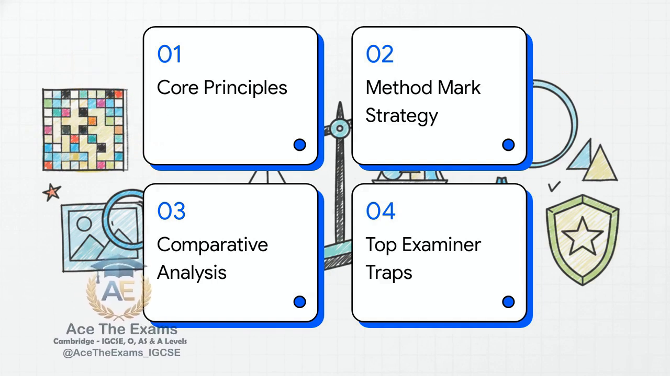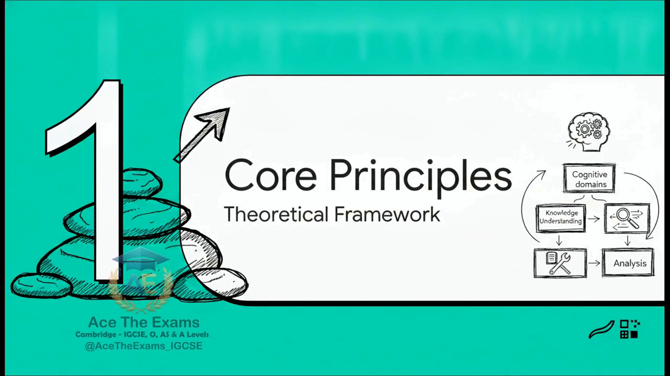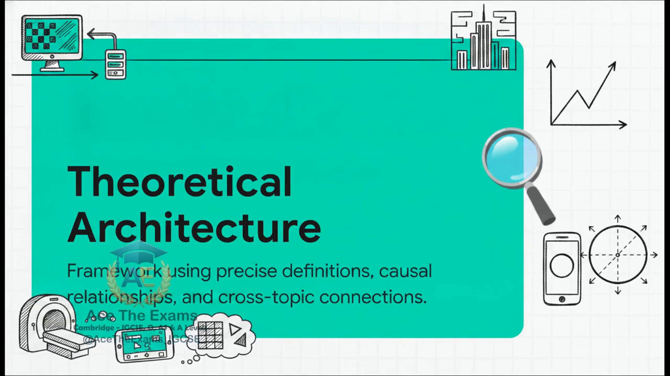Let's get into it. All right, kicking things off with Section 1, Core Principles and the Theoretical Framework. Now, let's talk about what we mean by a theoretical architecture. It means you don't just know the basic trivia that a bitmap is made out of a grid of pixels. You actually understand the causal relationship beneath it. You understand that increasing the resolution improves the quality, sure, but it also exponentially increases storage requirements and transmission time over a network.